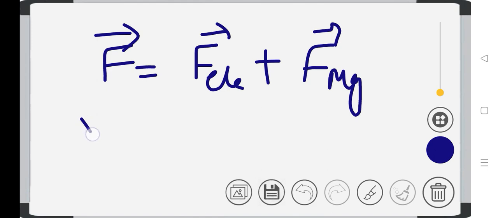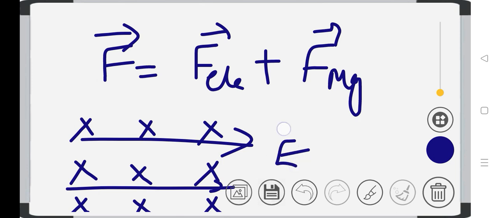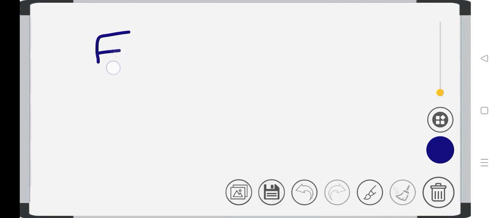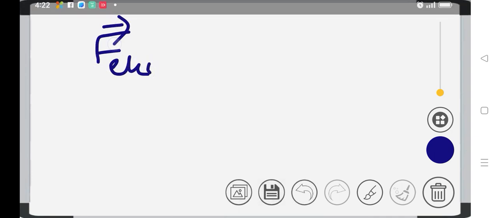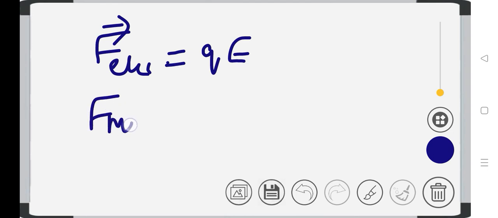Okay, so here's that region. I'm marking the magnetic field going inward with this cross mark, and here we have electric field also in this direction, and a charge q is entering with velocity v into that region containing both magnetic field and electric field. Then the electric force acting on that charge is qE, and the magnetic force acting on that charge is q into v cross B.